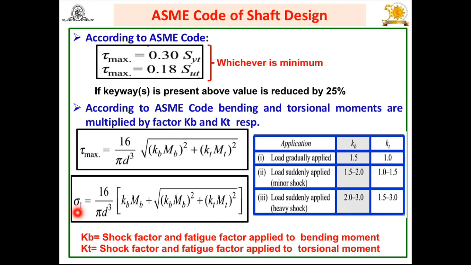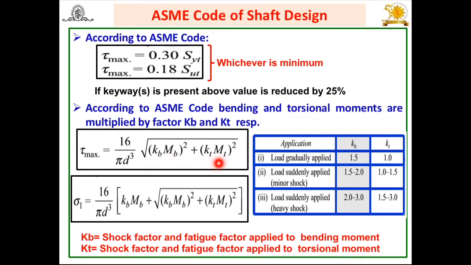Similarly, according to the maximum principal stress theory, sigma 1 is equal to 16 upon pi d cube in bracket, MB plus under root MB square plus MT square. But according to ASME code, these terms should be multiplied by KB and KT. That's why KB MB plus under root KB MB square plus KT MT square. It is the shock and fatigue factor: shock means it takes care of the shocks induced during the operation, and fatigue means it takes care of fluctuating load conditions.